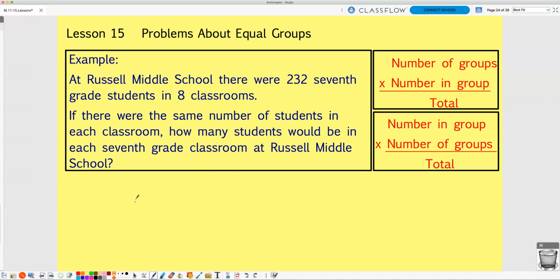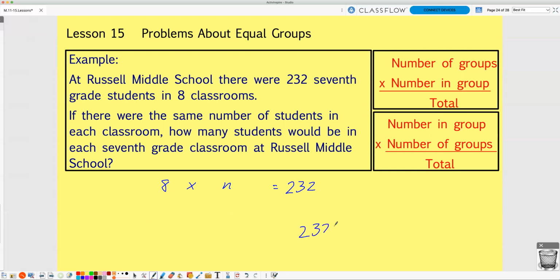So in this case, you would see that 232 is the total. We have the number of groups, actually. In this case, we have 8 classrooms times an unknown number of students. So it's similar to that previous one. We just have to do the 232 again.